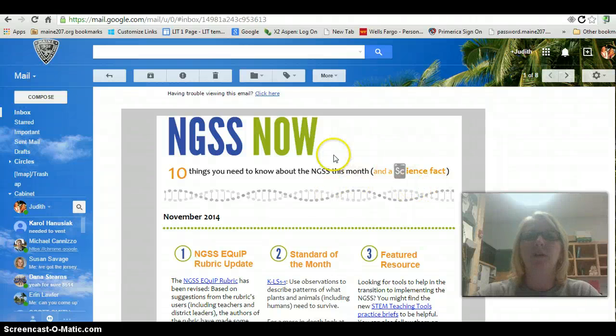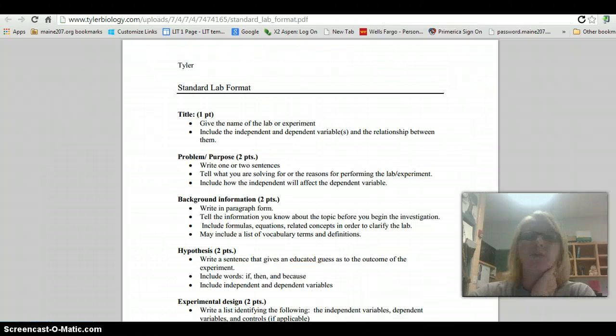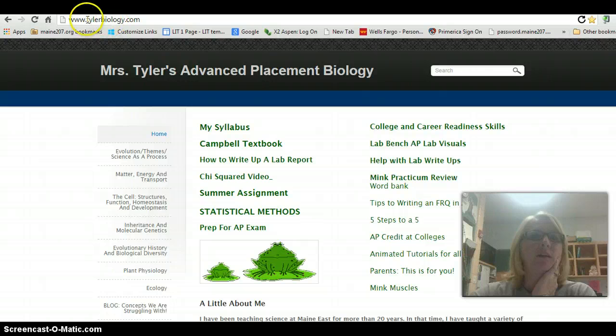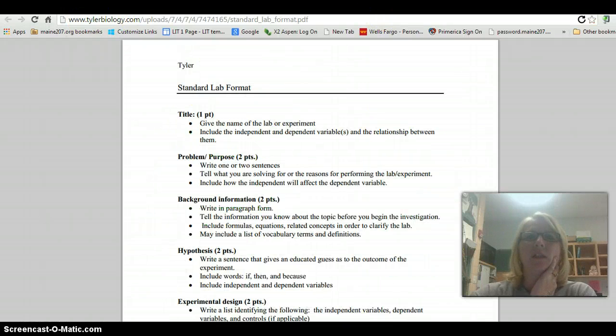Okay, so we're going to take a few minutes to take a look at that lab write-up that I gave you, the standard lab format. How you get to that is go to mytylerbiology.com, and you can always click on how to write a lab write-up. And you have a hard copy of this.